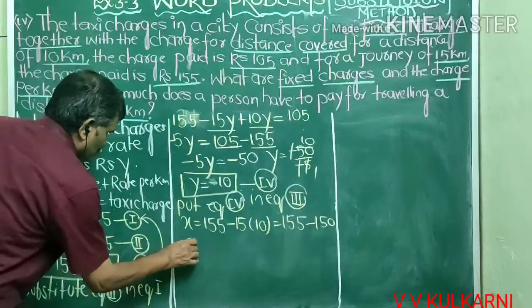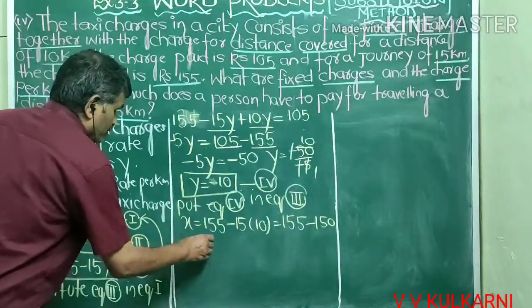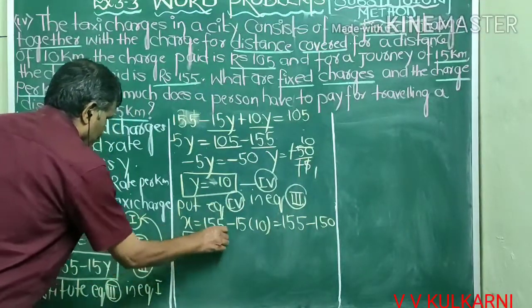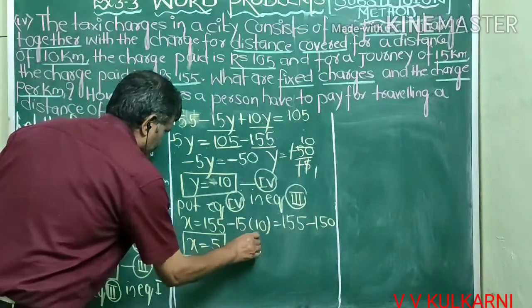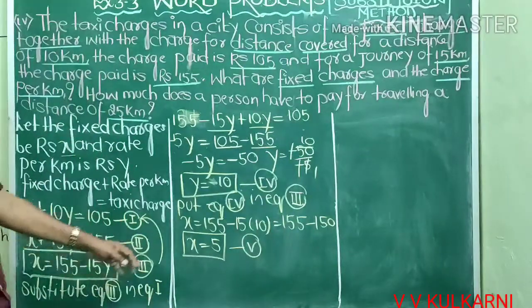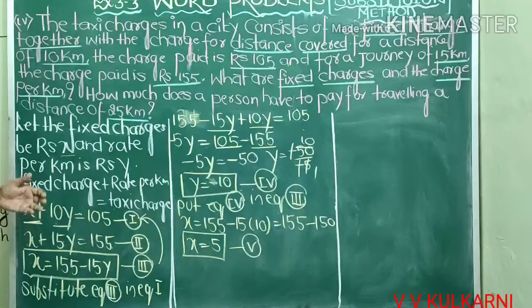So finally what we get, children, 155 minus 150 is equal to 5. That means I got the value of x also. So finally I got the value of x and I got the value of y. If you want to check whether your answer is right or wrong, that can be very easily done. I will show you how to verify.